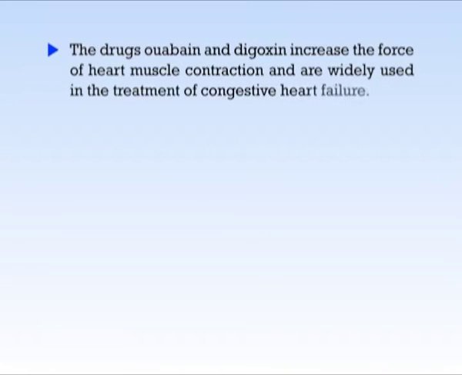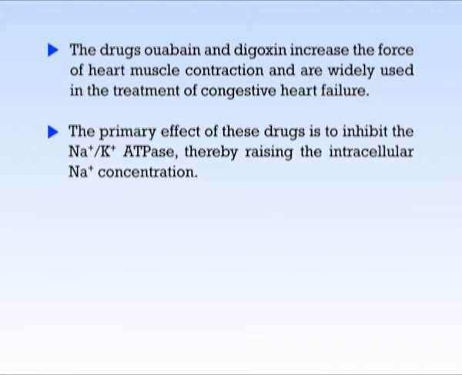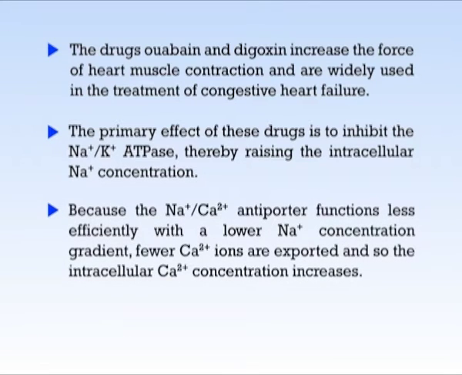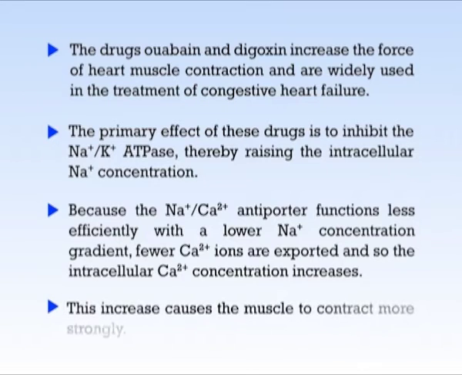The drugs ouabain and digoxin increase the force of heart muscle contraction and are widely used in the treatment of congestive heart failure. The primary effect of these drugs is to inhibit the sodium-potassium ATPase, thereby raising the intracellular sodium concentration. Because the sodium-calcium antiporter functions less efficiently with a lower sodium ion concentration gradient, fewer calcium ions are exported, and so the intracellular calcium ion concentration increases. This increase causes the muscle to contract more strongly.